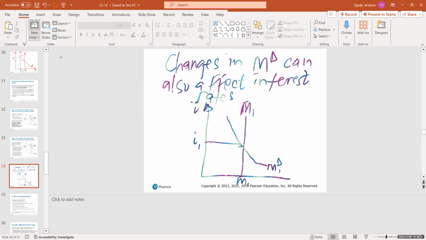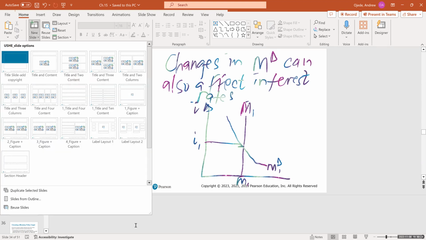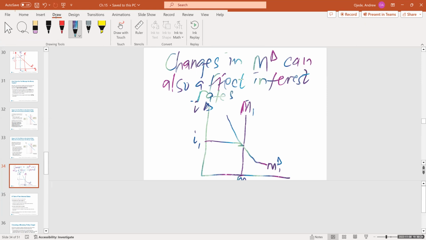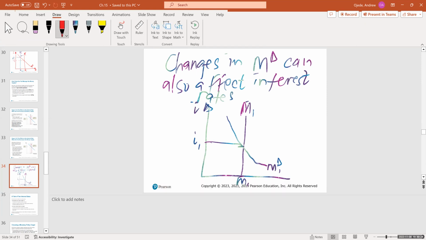Why? For example, if the public decides to increase their demand for dollars, that means the demand for dollars shifts to the right. People are demanding more dollars in the economy. That means the interest rate is going to rise to some higher level, I2. See that? Without the Fed decreasing the money supply.